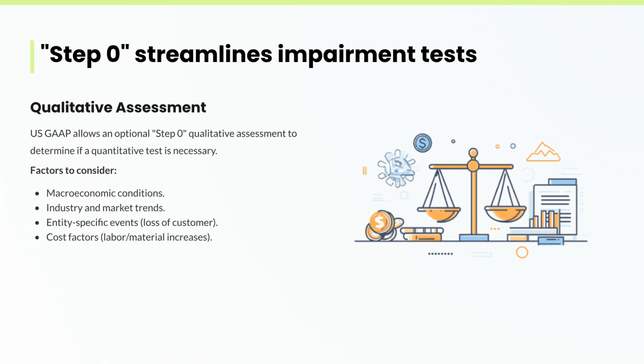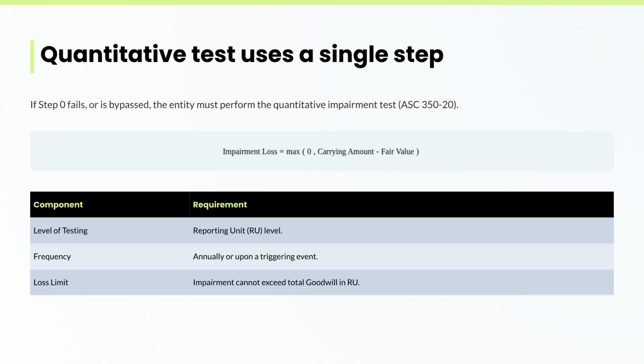Speaking of impairment, US GAAP introduced a massive time saver known as Step 0. Before paying for an expensive valuation, companies can perform an optional qualitative assessment. You simply ask, based on macroeconomic conditions, industry trends, or company-specific events, like losing a major customer, is it more likely than not that the asset is impaired? If the answer is no, you are done. No math required.